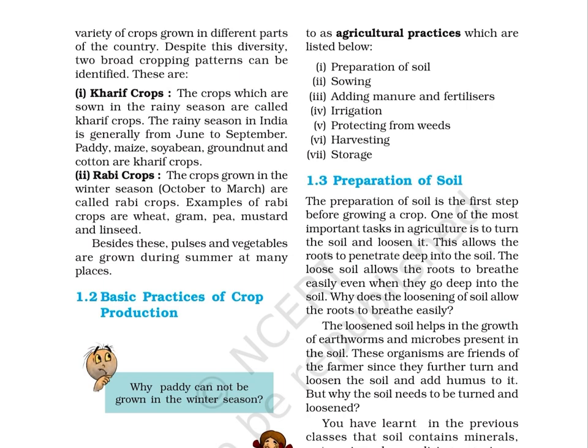Second, Rabi crops. The crops grown in the winter season, October to March, are called Rabi crops. Examples of Rabi crops are wheat, gram, pea, mustard, and linseed. Besides these, pulses and vegetables are grown during summer at many places.